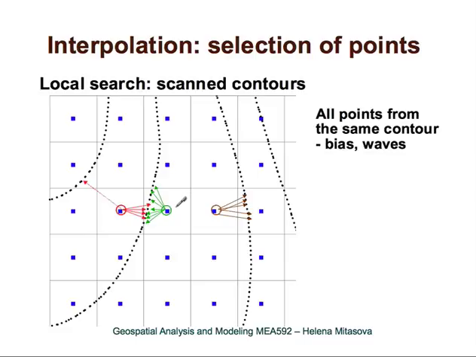And here you can see that we start having a problem. For example, if we are selecting only 12 closest points, for this point, all points will be on the same contour, so it will be the same value. Then the points for this grid point will all be coming from this contour, and you will get a jump between these two points. So this kind of selection would create bias towards the contour lines, and that's why it is also difficult to interpolate from data points that are very dense along certain line, or that are clustered in certain locations, and then there are big gaps in the data.